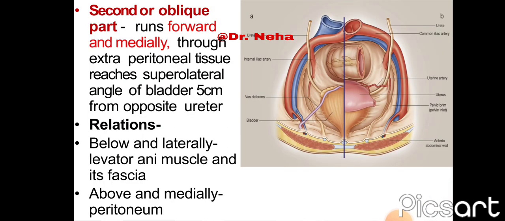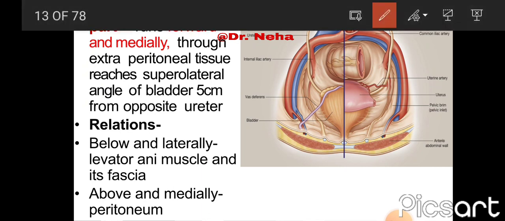Now the second part, or oblique part, of the ureter in the pelvis is the part from the ischial spine up to the bladder. For this, the ureter runs forwards and medially through the extraperitoneal tissue and reaches the superolateral angle of the bladder, 5 cm from the opposite ureter. Here it is related below and laterally to the levator ani muscle and its fascia. As we can see in the diagram, this is the levator ani muscle and its fascia, and above and medially it is related to the peritoneum.